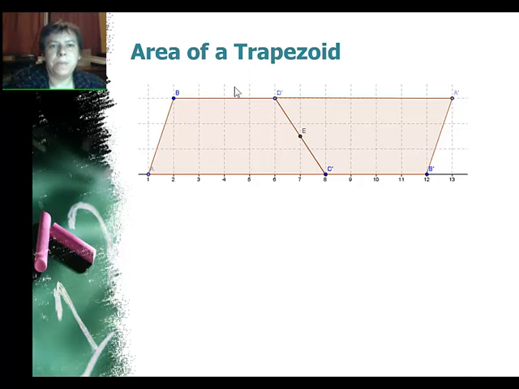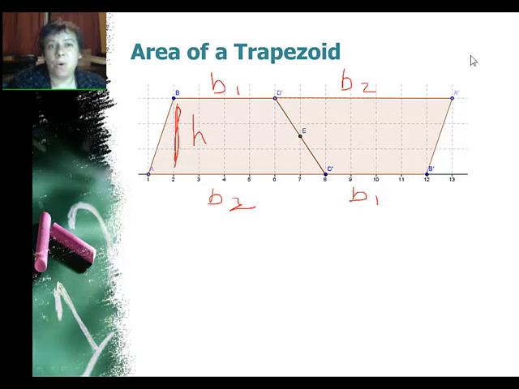Okay, so first of all, I'm going to go ahead and label my different bases. Base 1, base 2, right? And not my best handwriting. There's base 2, and there's base 1. And I still have my height, which is this vertical distance.